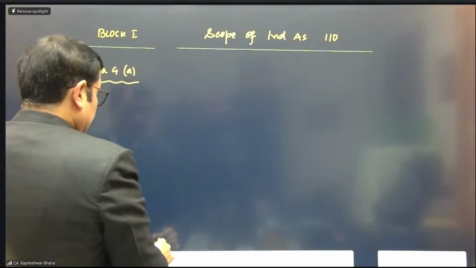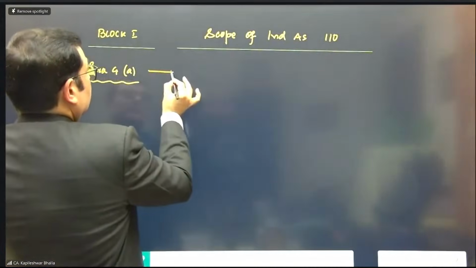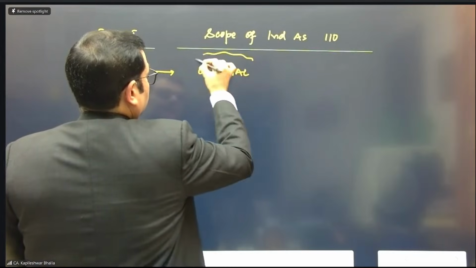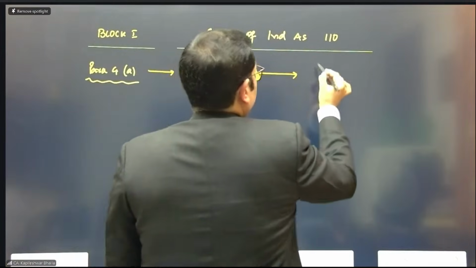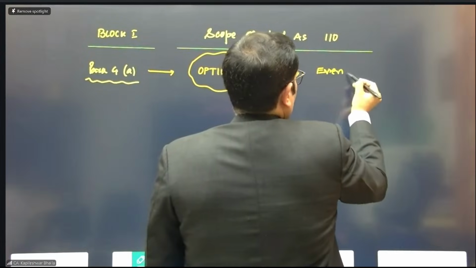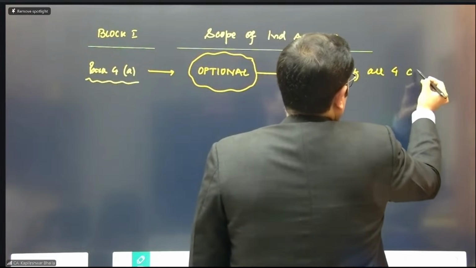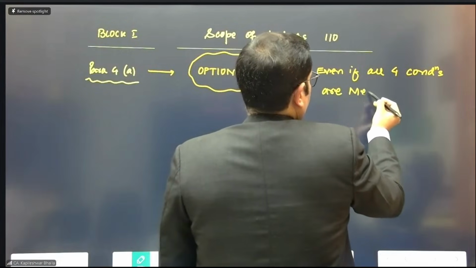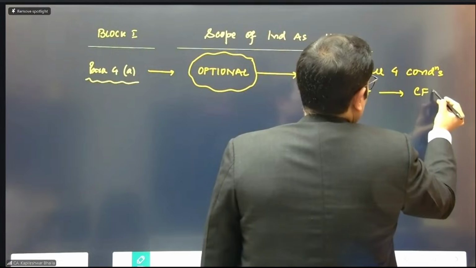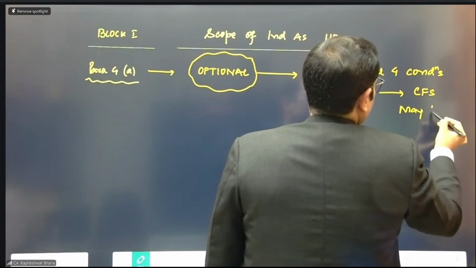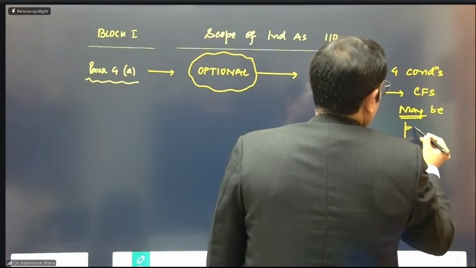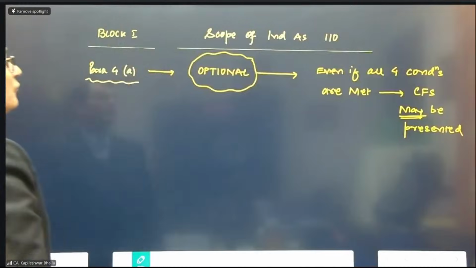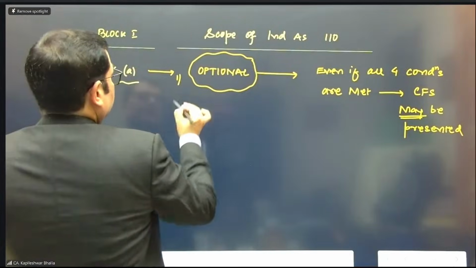And the key agenda in terms of para number 4A is that this is completely optional in nature. It is completely optional in nature. So just to make a mention, even if all four conditions are met, consolidated financial statements may be presented. So underline "may be presented". It's a complete choice on the part of the parent company. So this is one observation which you need to keep in mind.